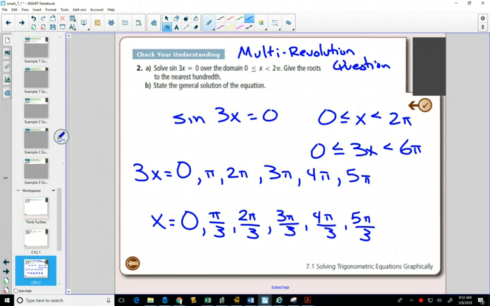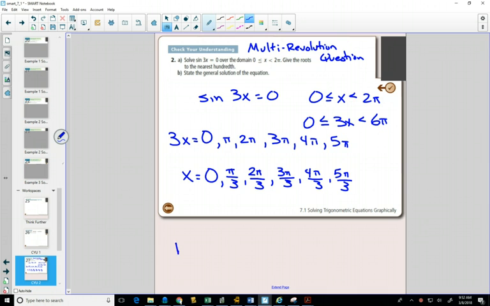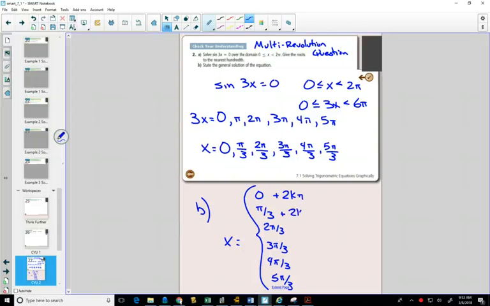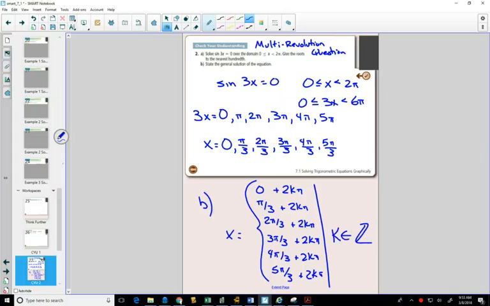Part B, what's the general solution? Well, the general solution says take all of your answers, it's not theta, it's x. Take all of your answers from 0 to 2 pi, and we have a lot of them. 0, pi over 3, 2 pi over 3, 3 pi over 3, 4 pi over 3, and 5 pi over 3, and add 2k pi to each of them. So that's what we've done for the general solution so far. We've found all of our answers from 0 to 2 pi, and then we have just written everything that's coterminal with each of them.